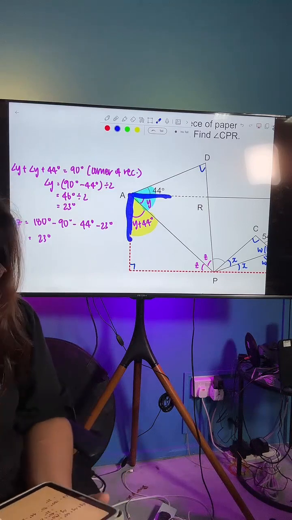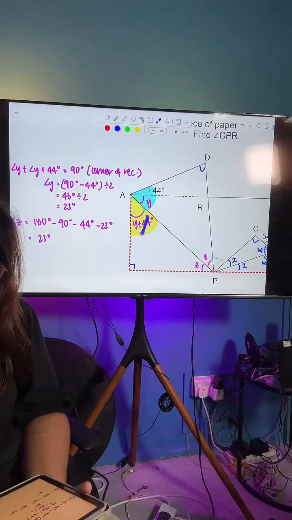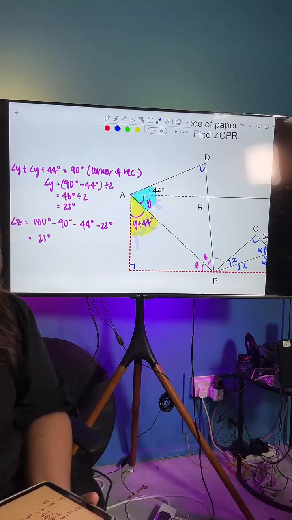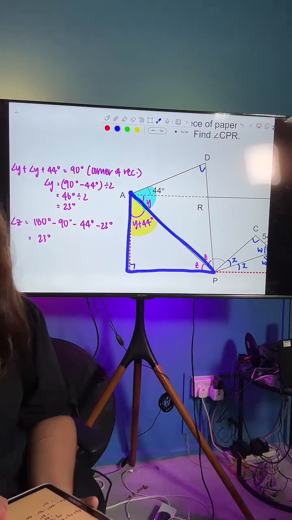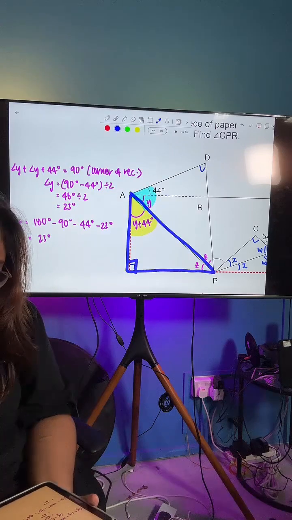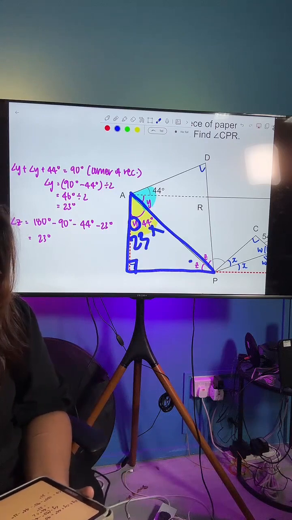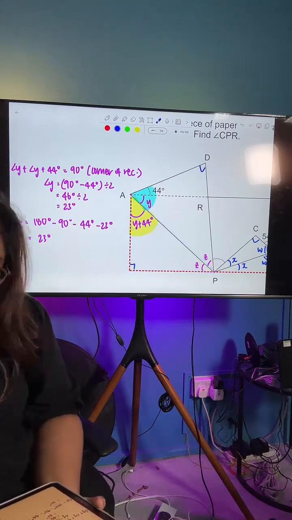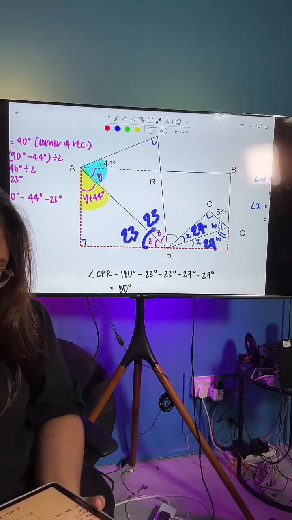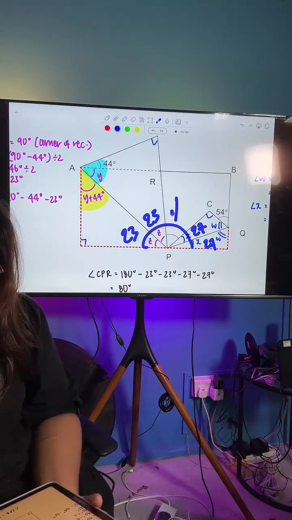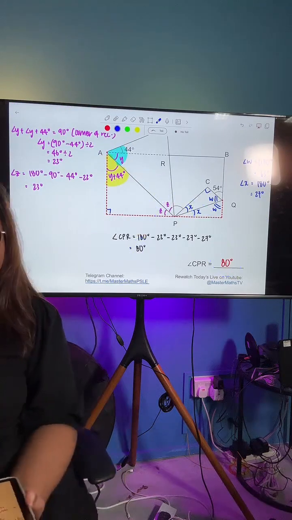Okay? Then, using the top left corner of the paper, we know that Y and 44 makes 90 degrees. So, 90 minus 44, divide by 2 to give us one of the Y's, which is 23. So I know that Y is 23. I can use this triangle, 180 minus 90 minus 23, which is Y, minus 44 to give us Z, which is another 23. So this is 23, this is 23, that is 27, that is 27. 180 minus all those known angles to give you the unknown of 80 degrees. So the final answer is 80 degrees, okay?